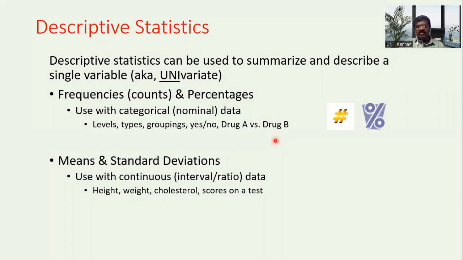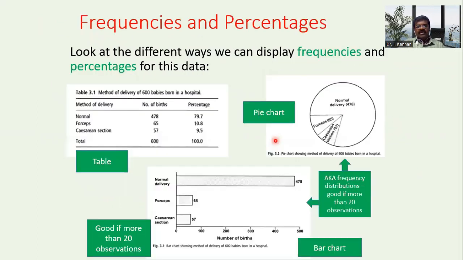But before that, you have to identify what type of variable you have, what type of data it is going to produce, and what is the aim of your study. These are all the different ways by which we can present the frequencies and percentages. Here, this we call a frequency table. You can present in the form of a frequency table, or you can present in the form of a pie chart or a bar chart.